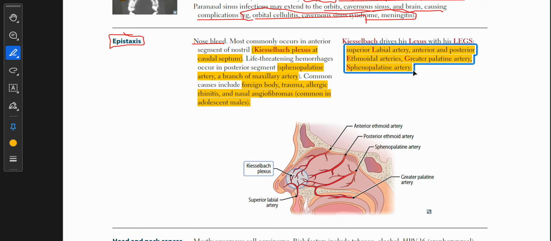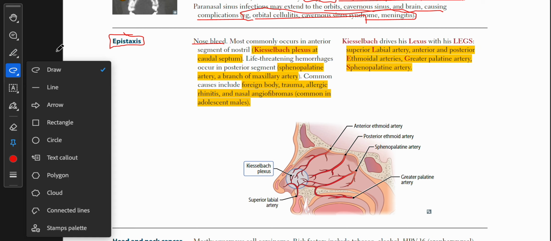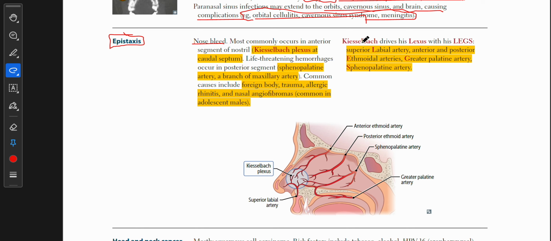What are these arteries? We can remember them by this mnemonic: Kiesselbach drives his Lexus with his legs. Drives his Lexus means Kiesselbach's plexus, and then with his legs. L is for superior labial artery, E is for ethmoidal arteries, of which we have many, G is for greater palatine artery, and S is for sphenopalatine artery.